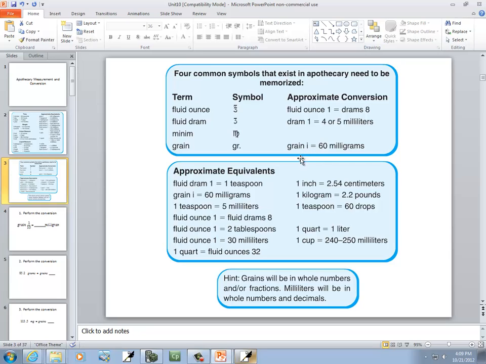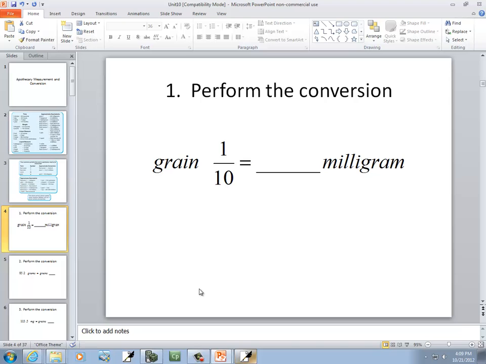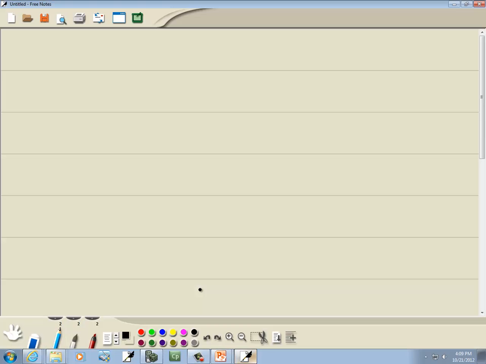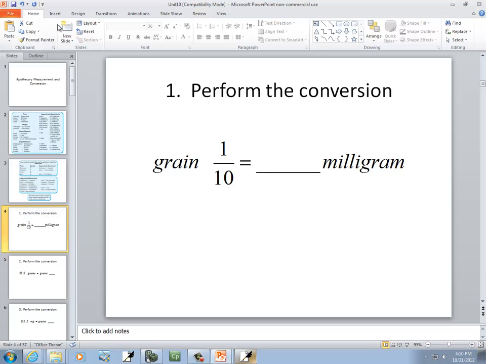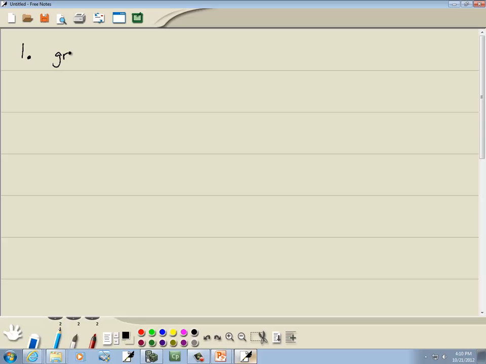Remember the Roman numerals for certain units. And down here are some more approximate equivalents. I'm not going to go through all those. We probably will when we get to the conversions here, but let's see. Let's take a look at our first one. I got 1/10 of a grain is equal to blank milligrams.